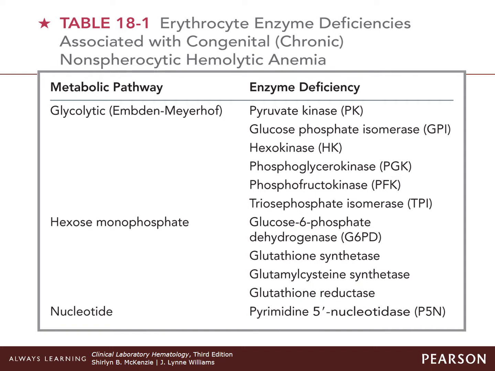In table 18.1, we have the enzyme deficiencies that are associated with chronic non-spherocytic hemolytic anemia. First, it lists the metabolic pathway that red cells use for energy. First, we have the glycolytic pathway, which uses 90% of the red cell's energy. The most common enzyme deficiency in this pathway is pyruvate kinase. The other enzymes listed below in this pathway are very rare, but they can present as a deficiency. The hexose monophosphate shunt pathway most commonly occurs with G6PD deficiency. It is the most common enzyme deficiency found within the red blood cells.